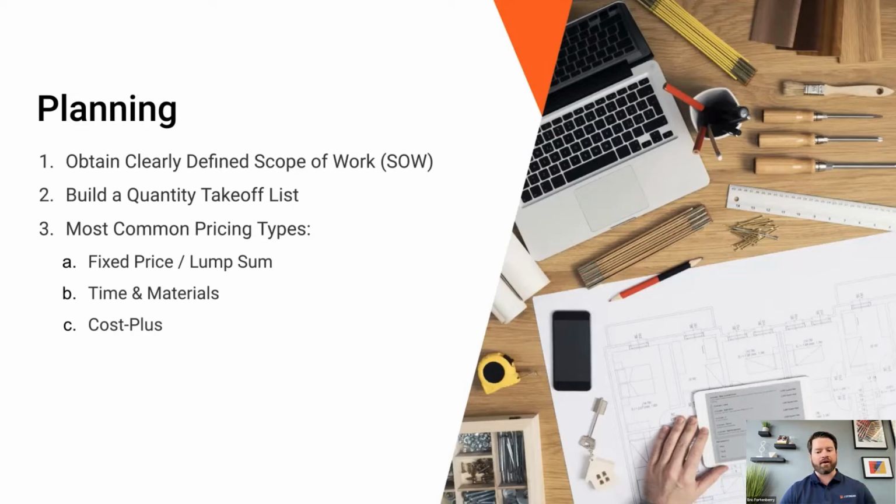So I really want to iterate the importance of having a detailed scope of work going into it. And then, when you are thinking about pricing, the most common pricing types that we see are the fixed price jobs, which, if you lump sum it, you put it all into one number at the end, essentially just saying, hey, here's the price for this job. Another one is going to be time and materials.